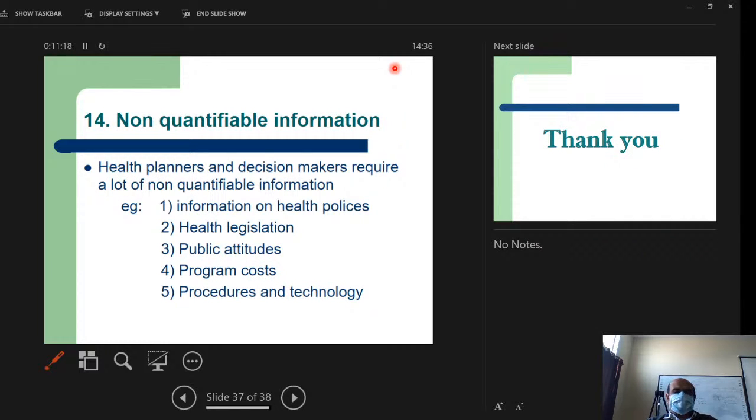Non-quantifiable information: the health planners and the decision makers require a lot of non-quantifiable information. For example, information on health policies, health legislation, public attitude, program costs, procedures, and technology.